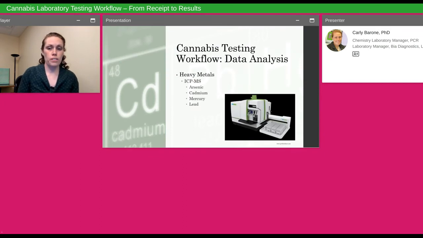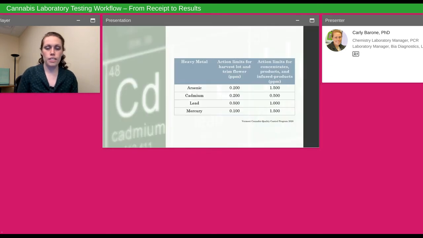Also looking at heavy metals. For this, we are using ICP-MS technology, and we are looking for 4 main metals. The importance of looking for heavy metals is that the cannabis plant is actually really good at uptaking heavy metals from the soil, as well as from any agricultural water used. So the state of Vermont has set action limits for flower, as well as a list of limits for concentrates products and infused products.